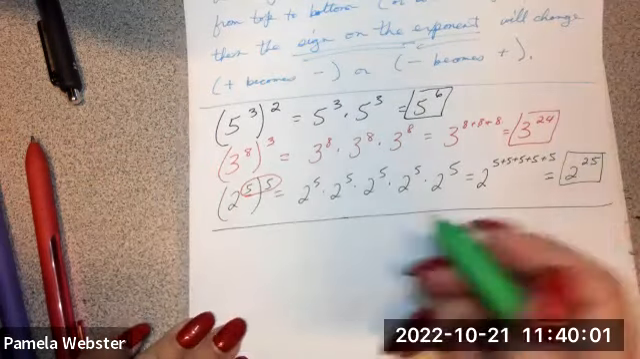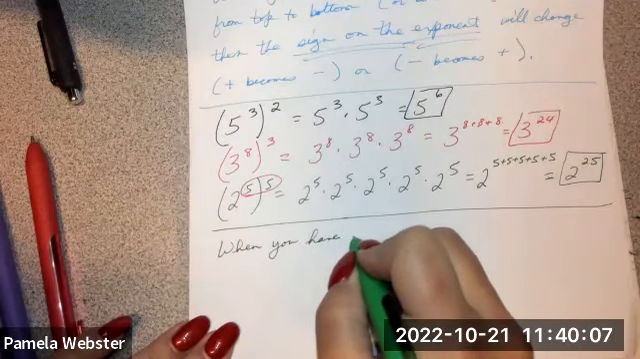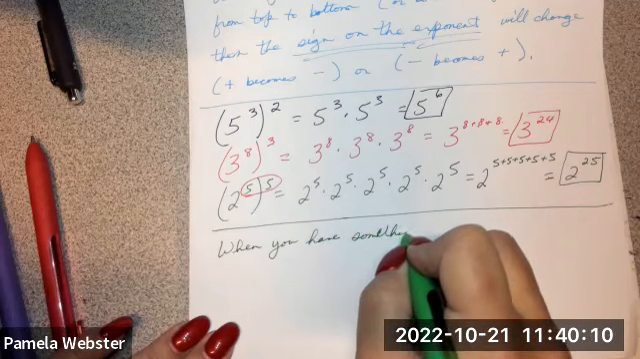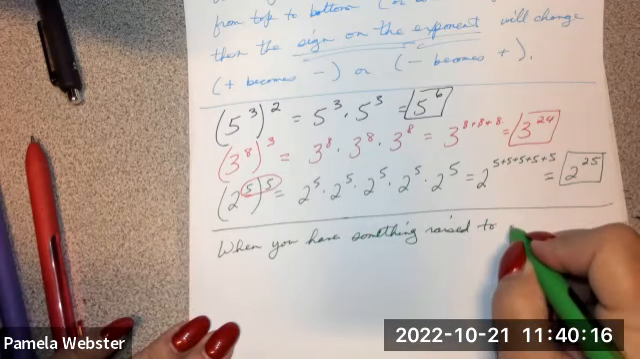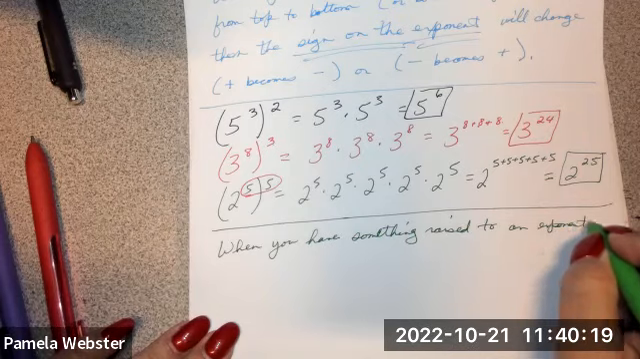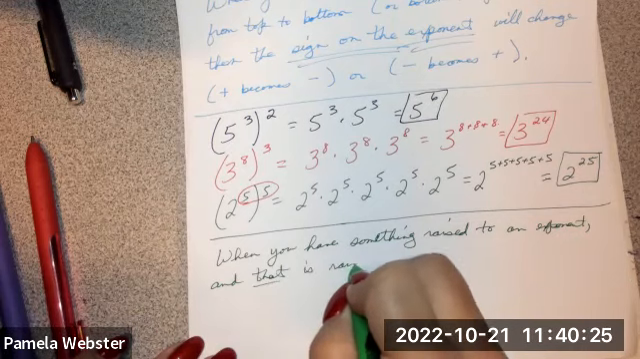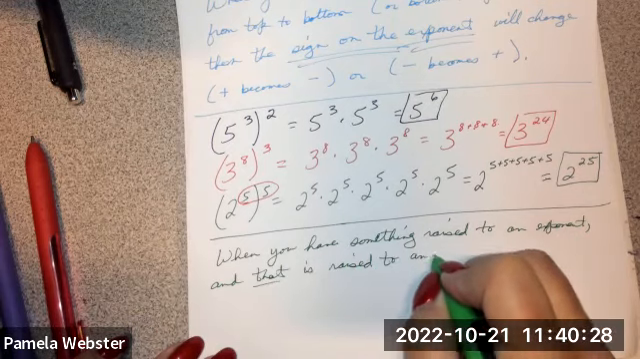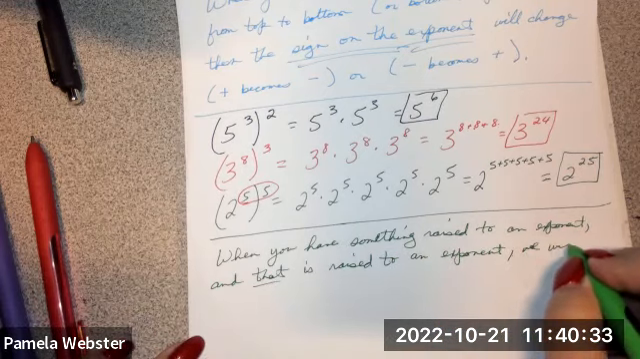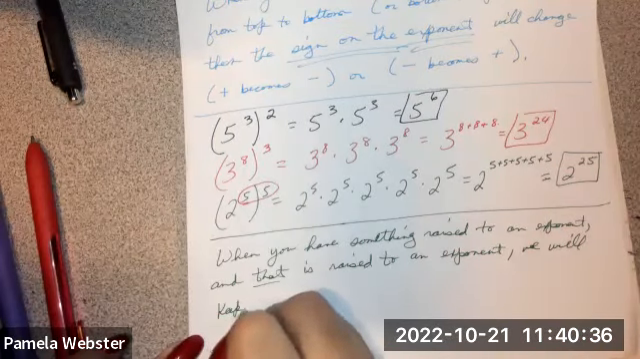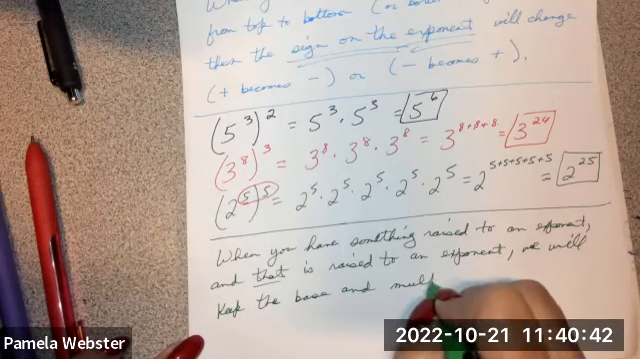Okay, so when you have something raised to an exponent, and that is raised to an exponent, we will multiply the exponents. We will keep the base and multiply the exponents.